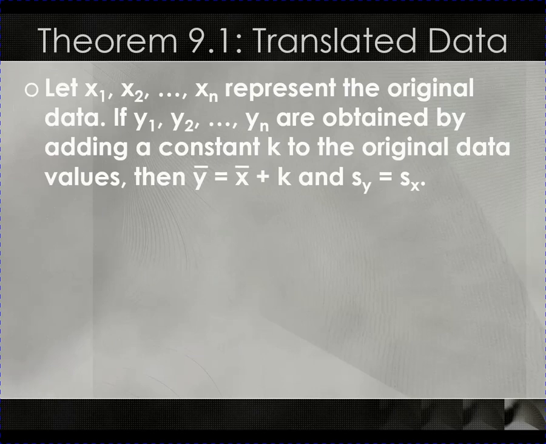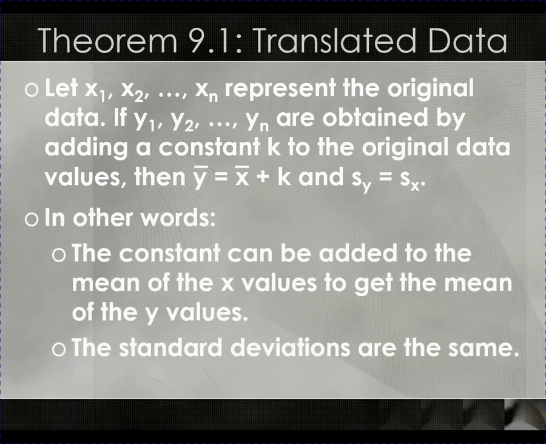This brings us to a theorem. If you have several x values that represent your original data, and you have the same number of y values obtained by adding the same constant k to the original, as we added 5 in our last example, then the mean will be the original mean plus that constant, but the standard deviation of the new set will equal the standard deviation of the original. In other words, the constant can be added to the mean of the x values to get the mean of the y values, and the standard deviations will be the same.